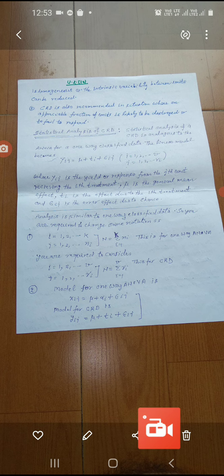Where Yij is the yield or response from the jth unit receiving the ith treatment, and mu is the general mean effect, and Ti is the effect due to the ith treatment, and epsilon ij is the error effect due to chance. In a similar way we have discussed in one-way analysis of data.